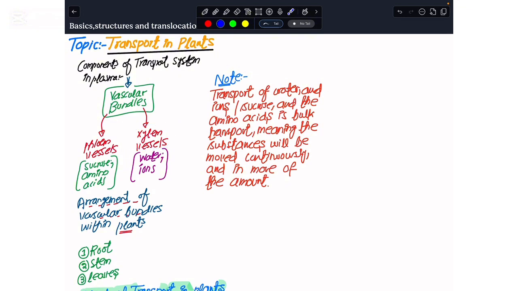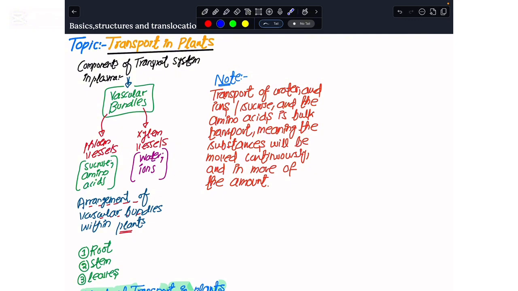The phloem vessels are moving, or translocating. So here you focus on the word in the context of the phloem: translocation, and by that we mean that the plant moves the sucrose and the amino acids. On the other hand, when we talk about the xylem vessels, these xylem vessels move the water and the ions in the plant.